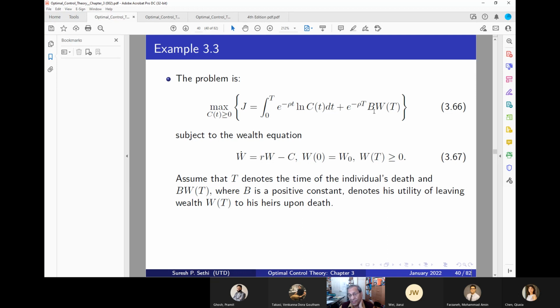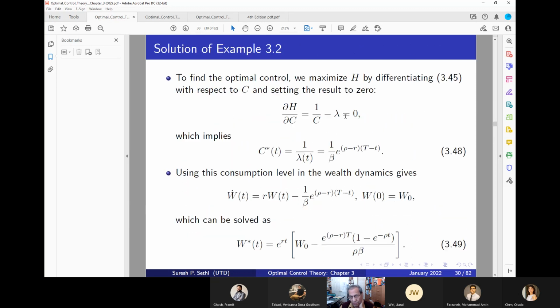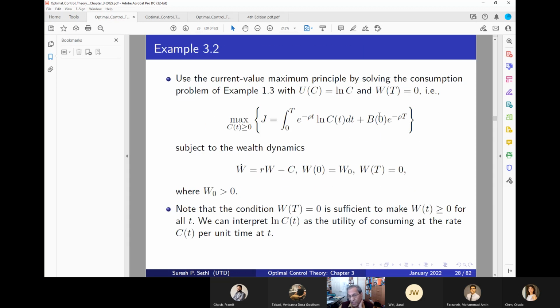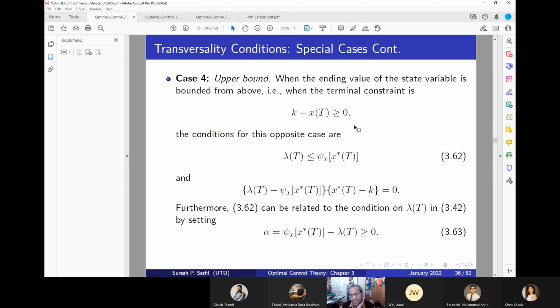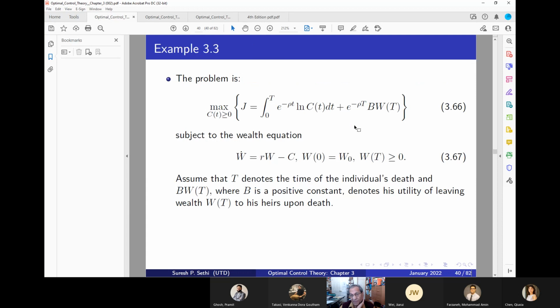So now we have b of 0, which was a function of w, and w was 0, so I just put 0 there. But now I'm going to specialize this function, b times 0, so that would be 0, okay? So now I'm going to specialize this function to b times w. That means every dollar you leave, your bequest value is b times that number of dollars. So if you leave WT dollars at the end, then your bequest will be equal to this.